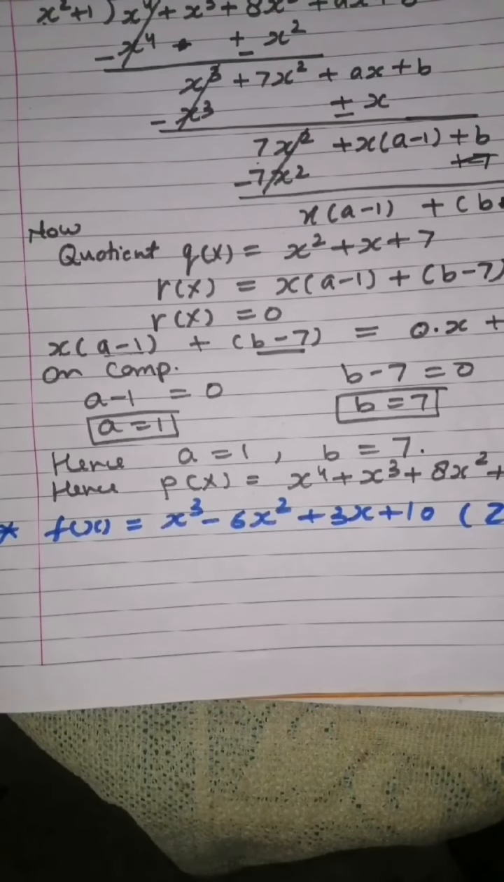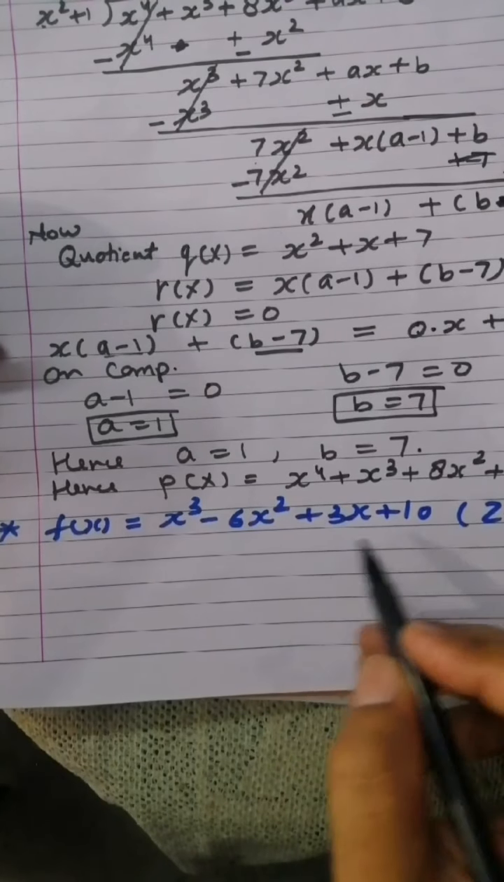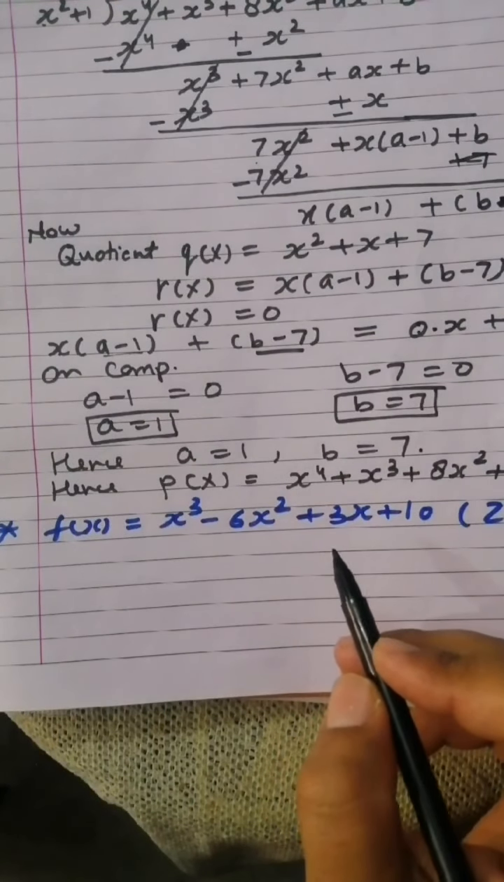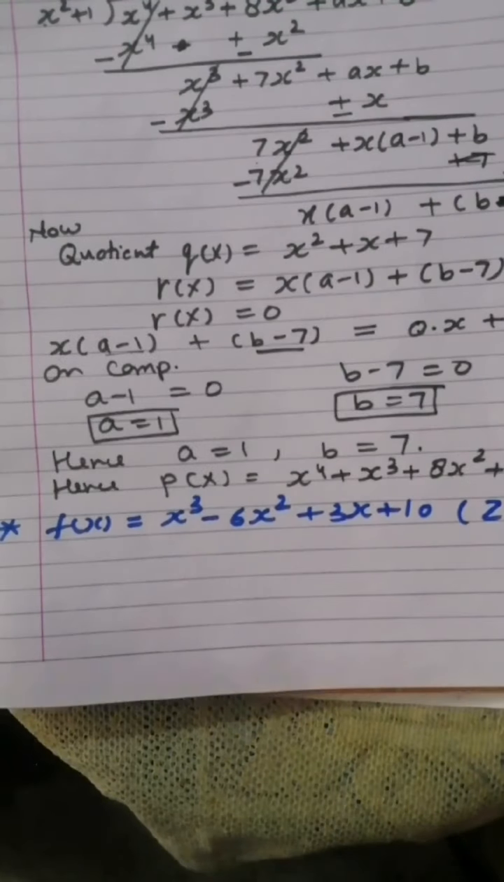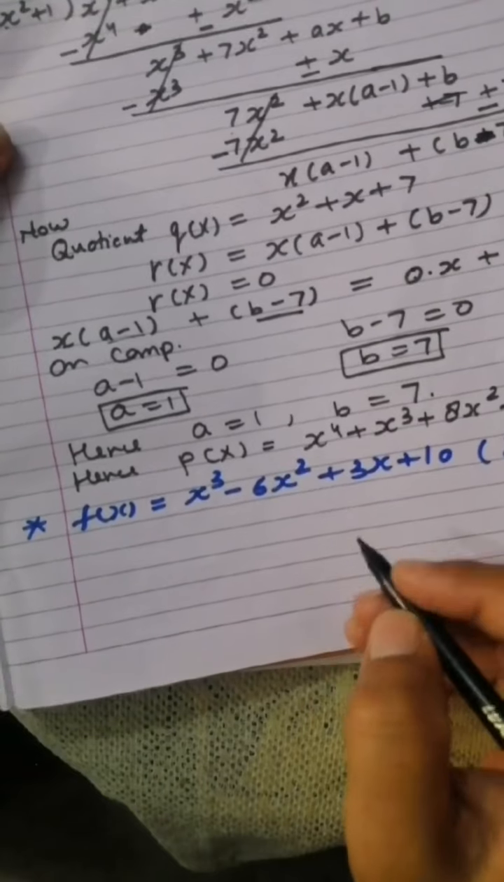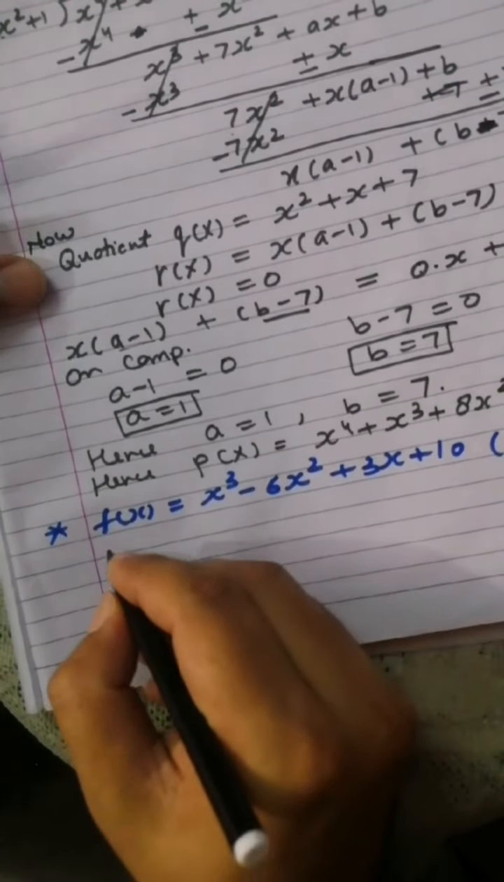Now dear students, it is given f(x) equals x cube minus 6x square plus 3x plus 10. You can see it is a cubic polynomial. We have to find all the zeros of this polynomial. The roots of this polynomial will be found by using the hit and trial method. At least one root, suppose f(1).